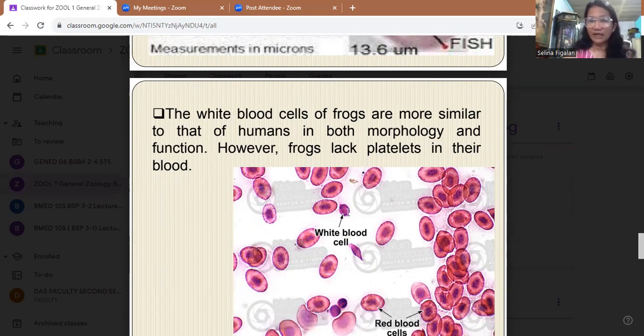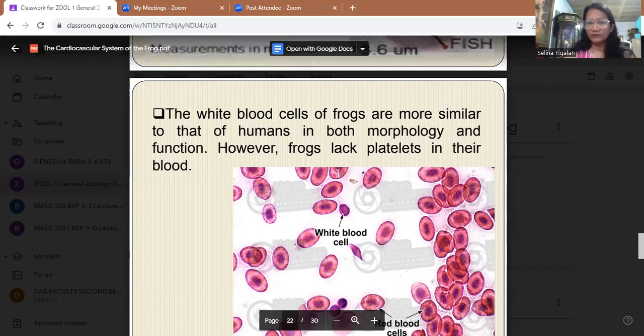Ang red blood cells ng frog, ang walang nucleus, yung walang bilog, that is what you call the white blood cells. Dalawa lang naman ang blood cells ng frog. The red blood cells, and then the other one, the white blood cells. Ang red blood cells ay mayroon siyang nucleus. Okay, this one. Yan lang yun siya madidistinguish. And then the white blood cells here, this one.